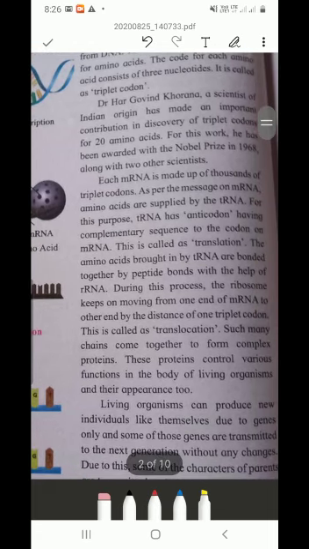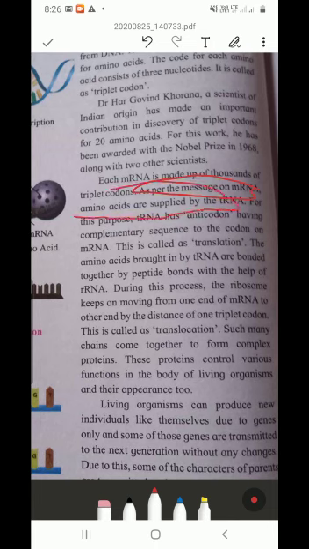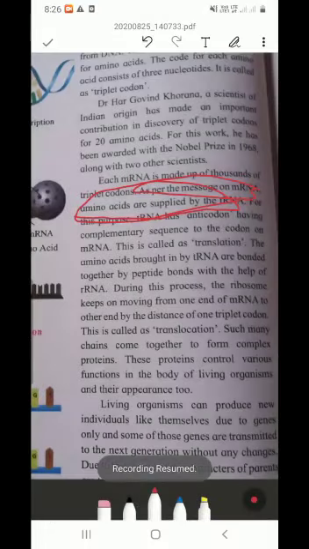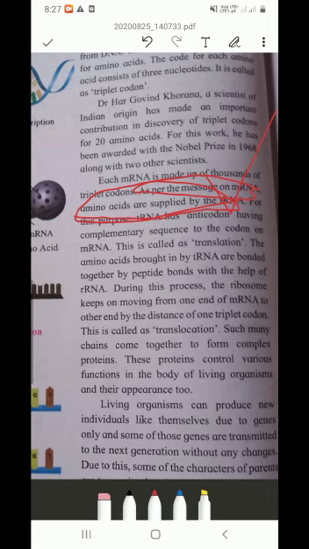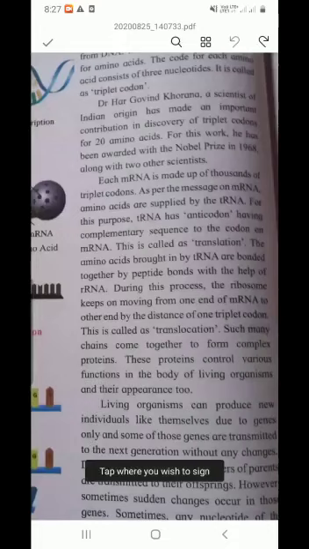As per the message of mRNA, amino acids are supplied by the tRNA. The message is the problem, and the amino acids will give the solution. So the amino acids are brought by tRNA, which has an anticodon with a sequence complementary to the codon on mRNA. Now what is the anticodon? Here we will go through it.